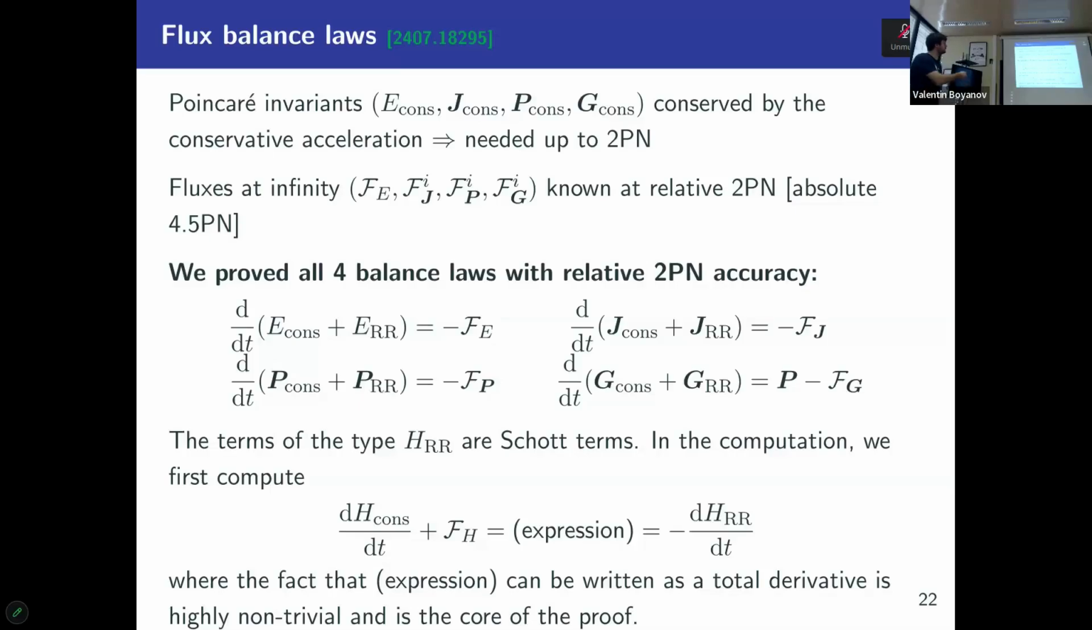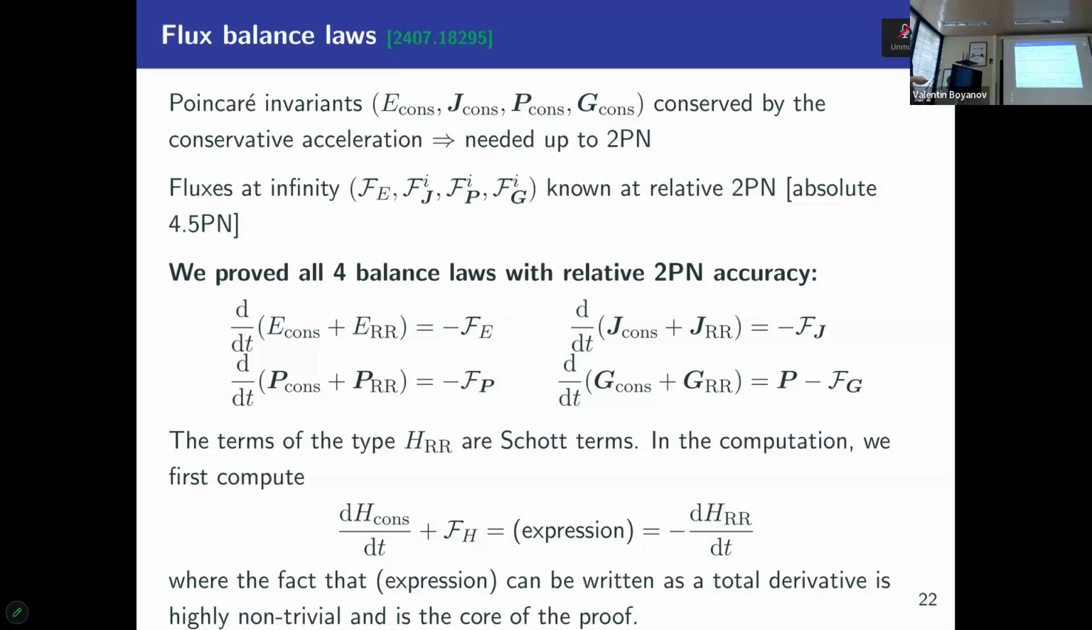So what we did is that since we know the energy, you have 10 Poincaré invariants, which are the energy, angular momentum, linear momentum, and center of mass position, which all obey these flux balance laws here, which are related to fluxes at infinity, which we have also computed at the right order. Note that the center of mass also has a flux associated, as well as the linear momentum. This is something which is not necessarily wrong. And what we found is that we can find some quantities which satisfy this.